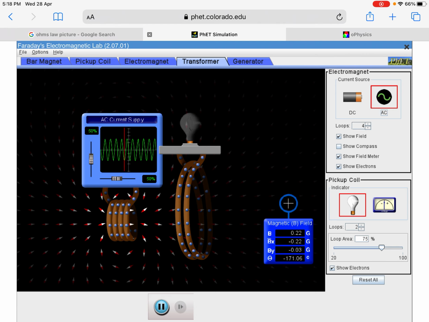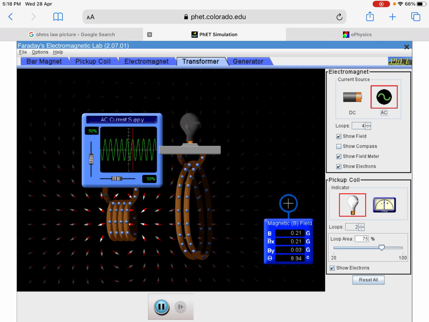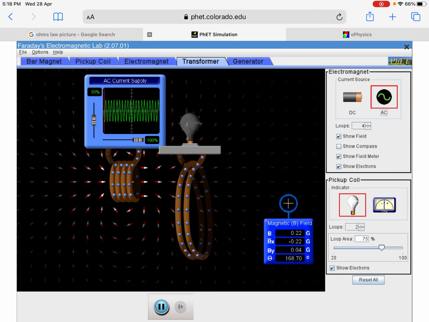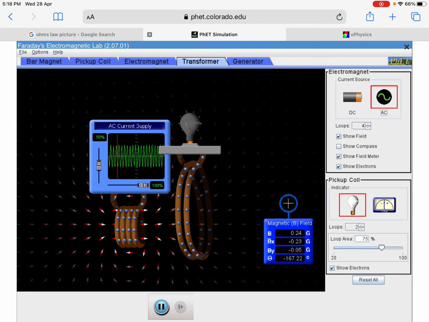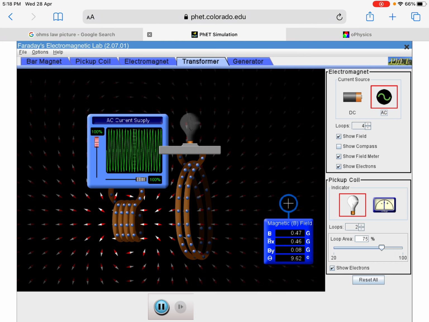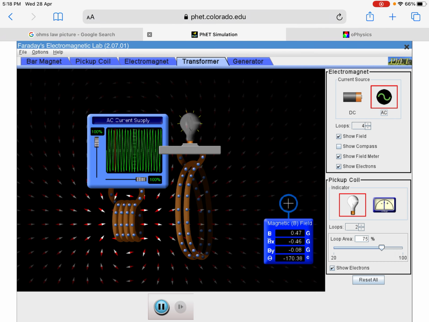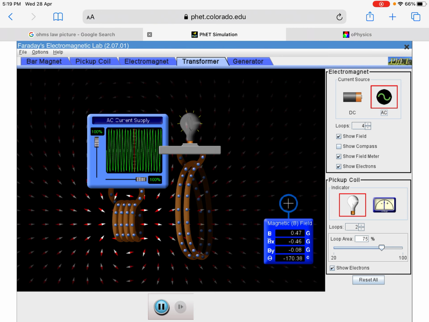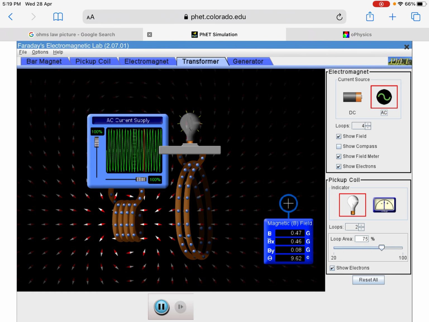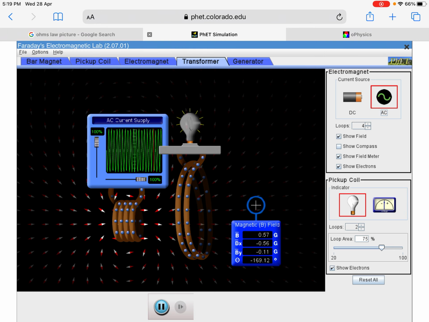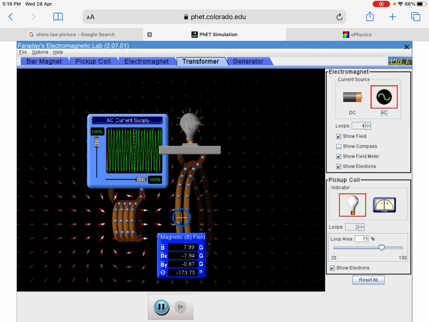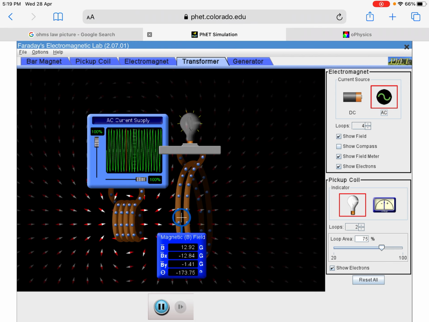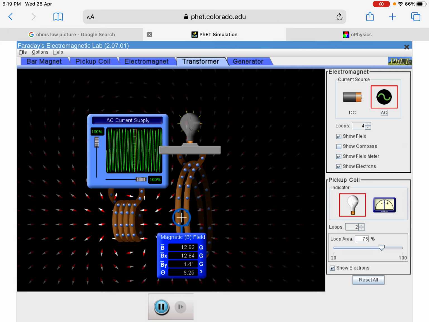Maybe I just increase the number, increase the field strength. Okay, you notice that if I change my source to an alternating current, the lamp lights up. This is due to electromagnetic induction. Remember, for electromagnetic induction to occur, you must make sure that your magnetic field is changing. If your magnetic field is not changing, it will not induce an EMF inside your secondary coil.